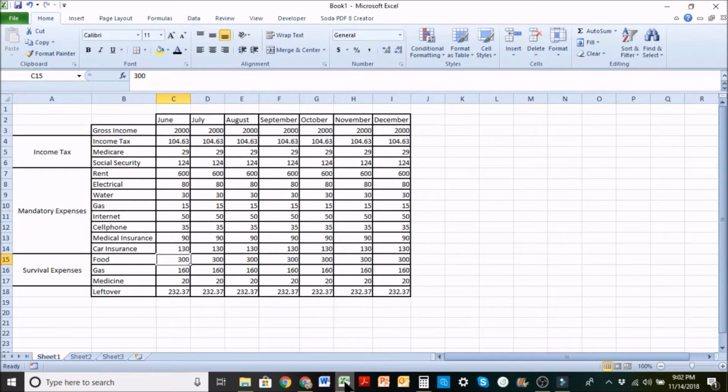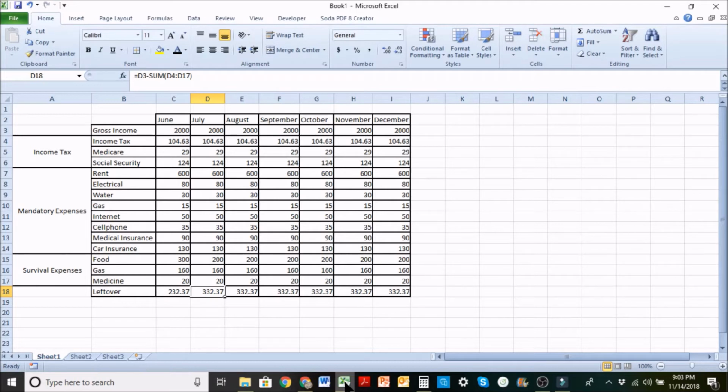You could go ahead and play with, well, now that I have, in this example, $232.37 that I'm saving, well, I need to save more for a future vacation. So in the following months, I'm actually just gonna, for food, limit myself to $200. And that means already, just by limiting myself to $200, I've gained $100 every month in my savings.